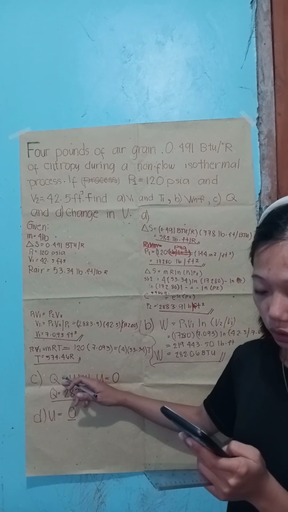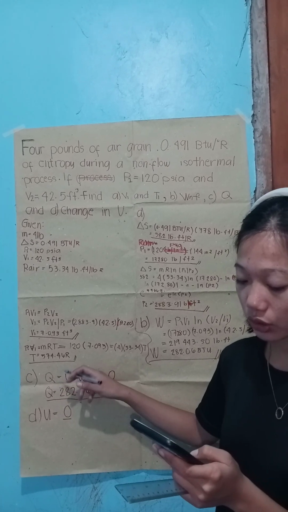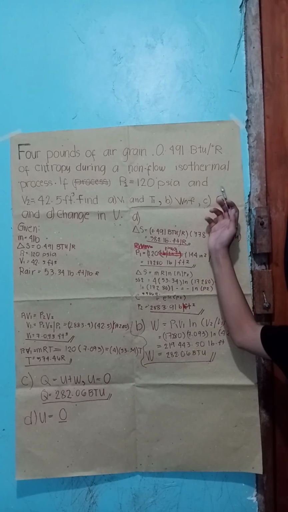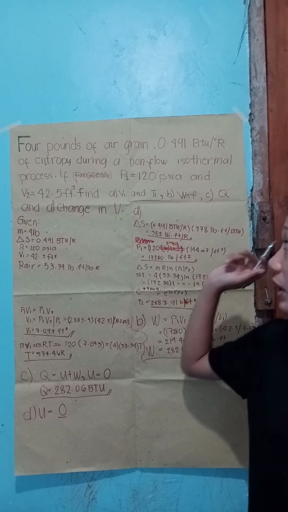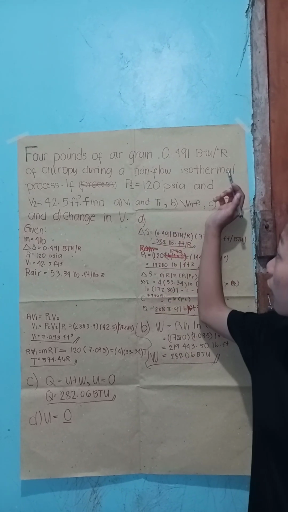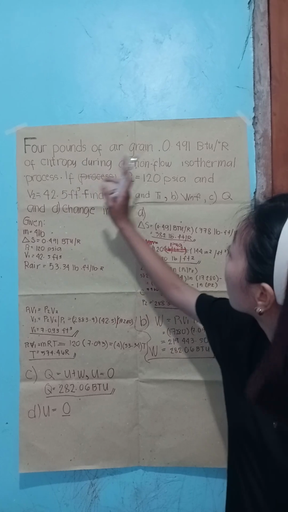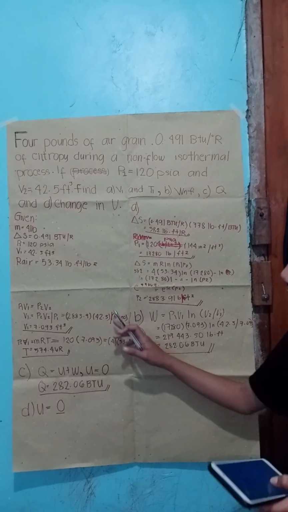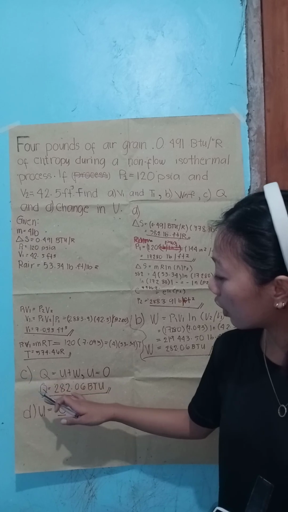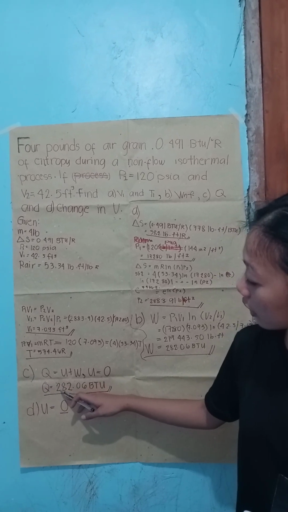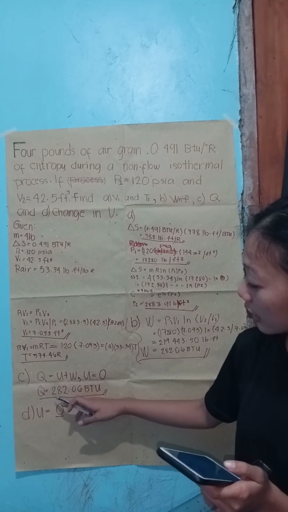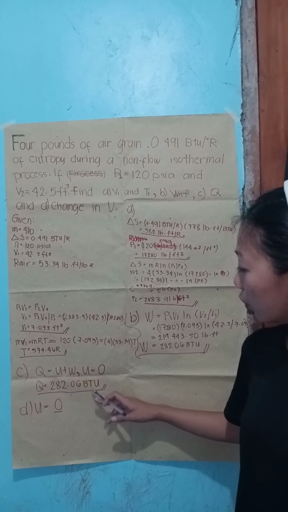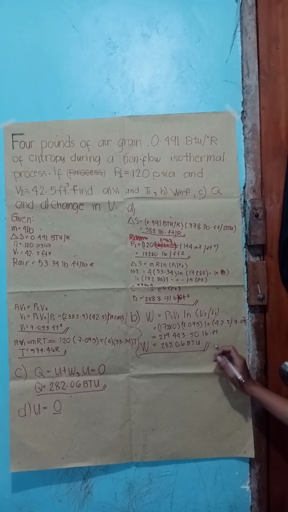And then next, now we can solve the heat transfer. So we all know that heat transfer equals work done for an isothermal process, since our problem specifically said here that it is a non-flow isothermal process. So now our heat transfer is equal to 282.06 BTU, just like our work done.